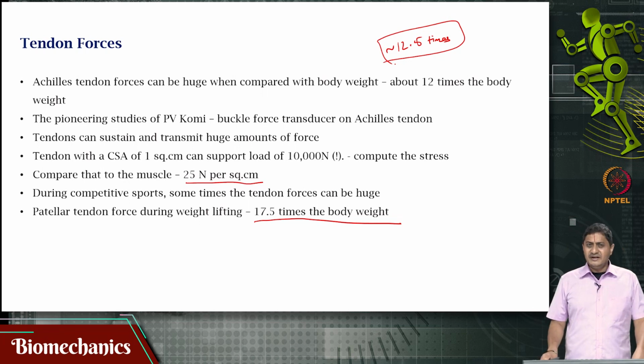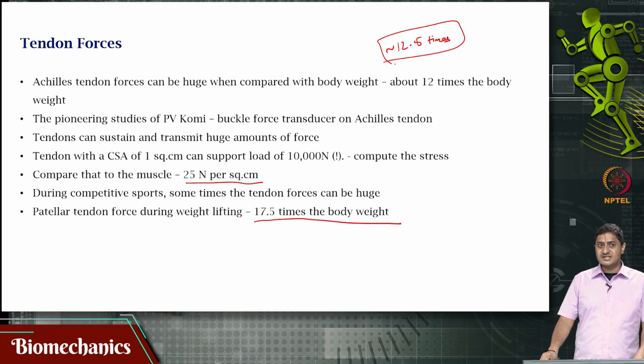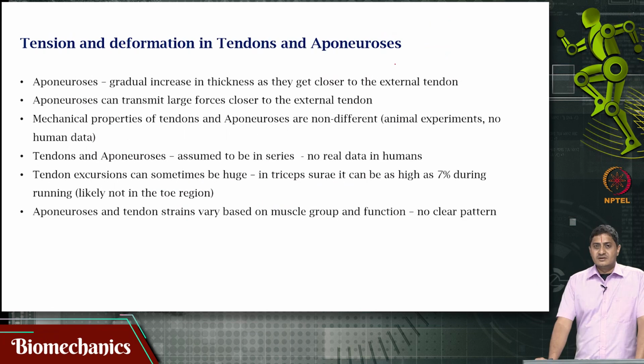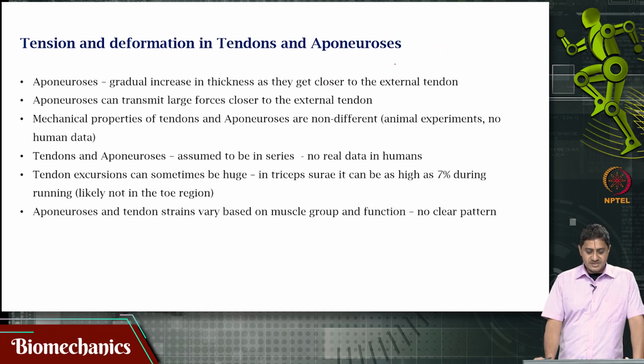So, tendon forces can be huge, and the stress in tendons can be very high. When we discussed aponeurosis, we saw that there is a gradual increase in thickness as the aponeurosis proceeded from the tip to the external tendon. As it got closer to the external tendon, the thickness increased, because it will have to support a larger force, and I said that is a very efficient arrangement, right?